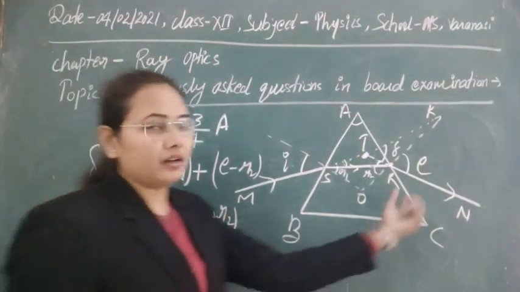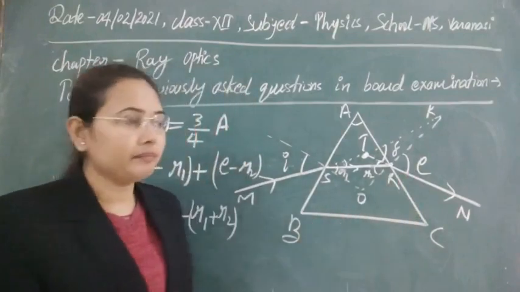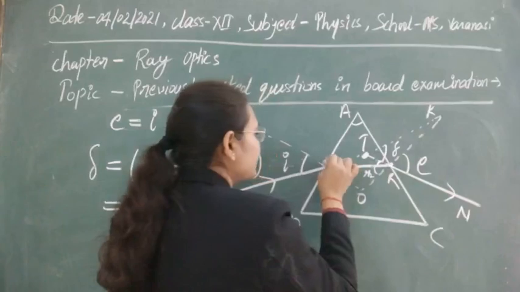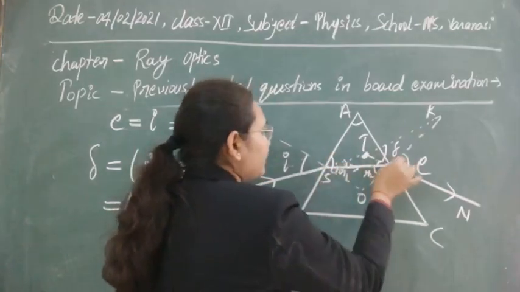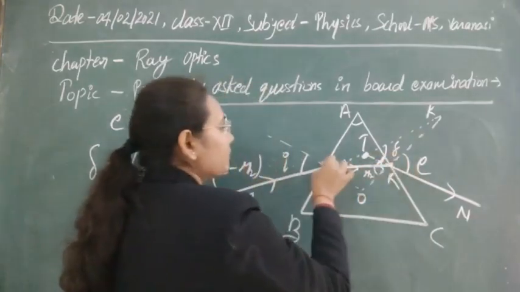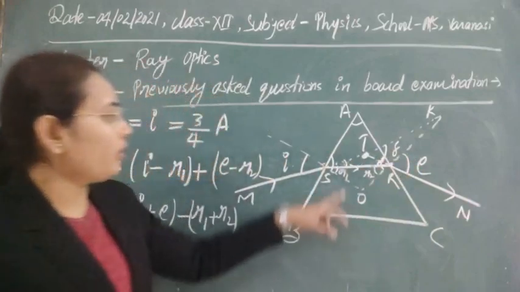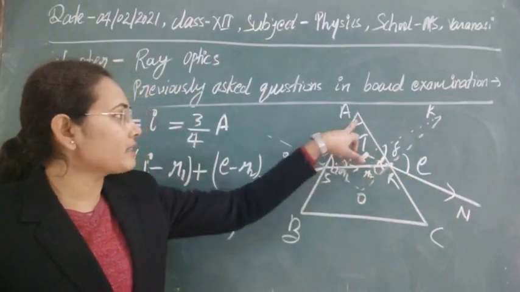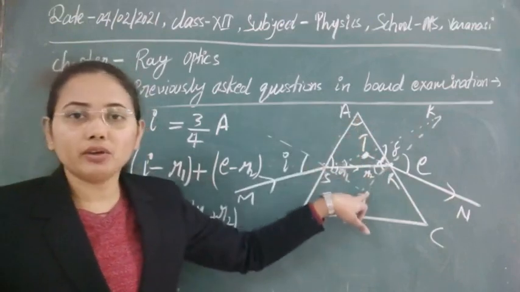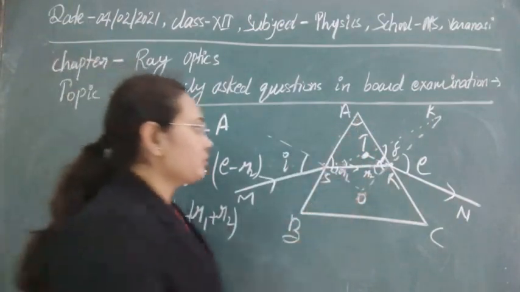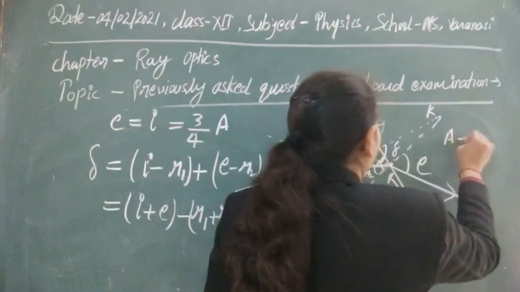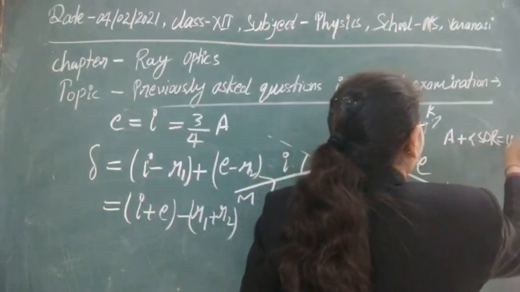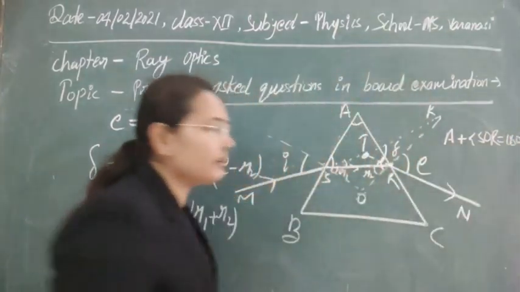Again we can take one more geometry here. These two are the normals obviously, and this is also normal. So these two angles will be equal to 180. Then obviously, as you are seeing that this is a quadrilateral, in this case the sum of these two angles will also be 180. So obviously you can write A plus angle SOR, this is 180 degrees.